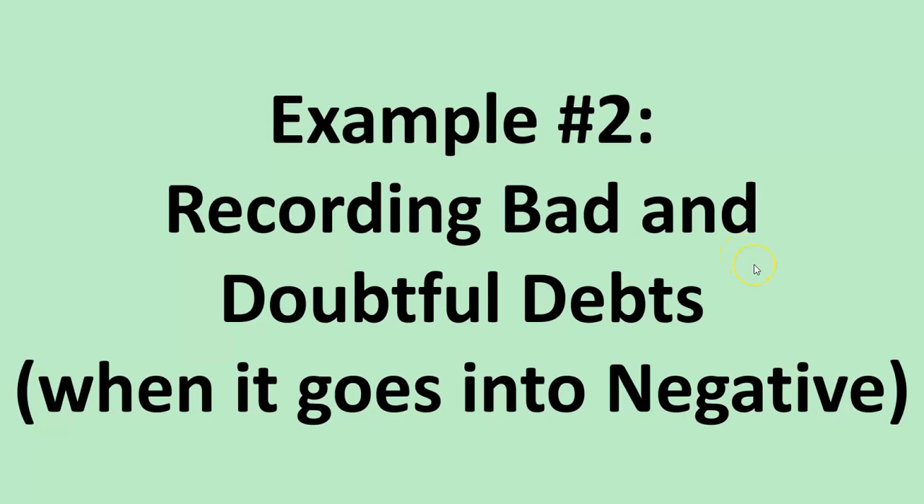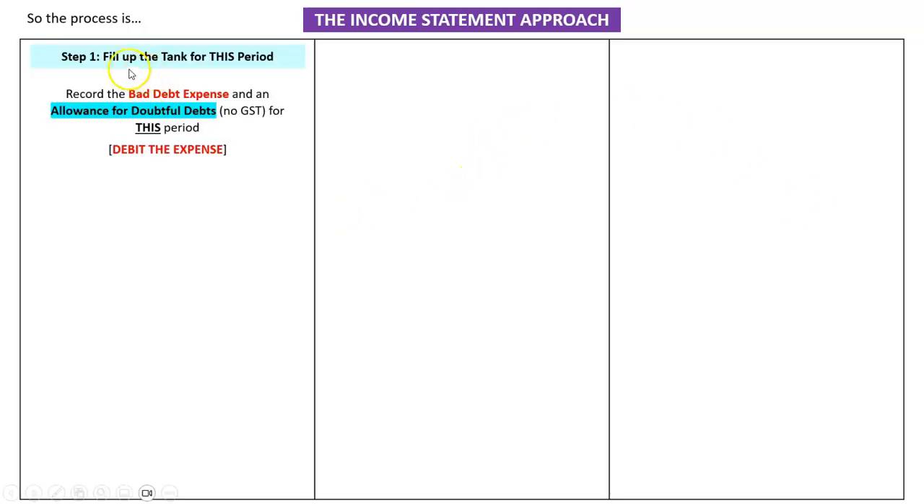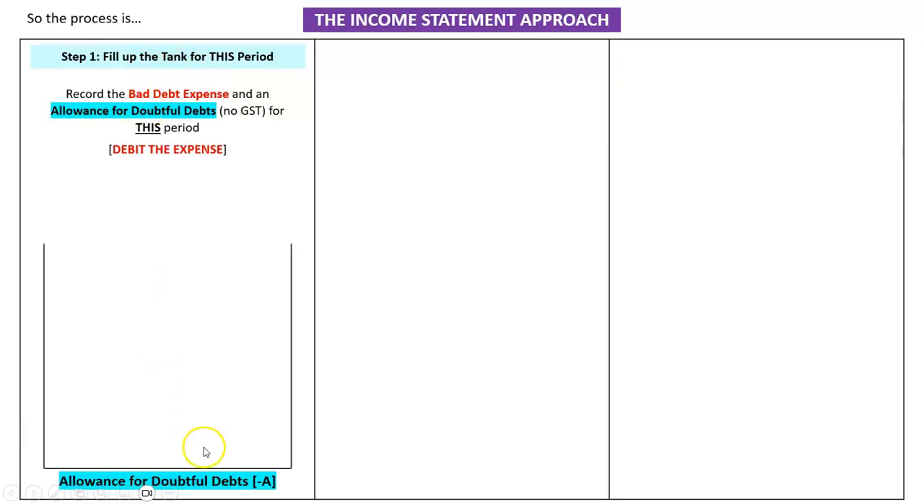Another possible situation we need to plan for with bad and doubtful debts is our second example. How do we record bad and doubtful debts when it goes into negative? And what does that even mean? Well, it doesn't matter because we've got our three-step approach. We always take our income statement approach and step one, fill up the tank for this period. So we roughly estimate how many of our accounts receivable will never repay, and we call that the allowance for doubtful debts. So let's say we thought it was $4,000.